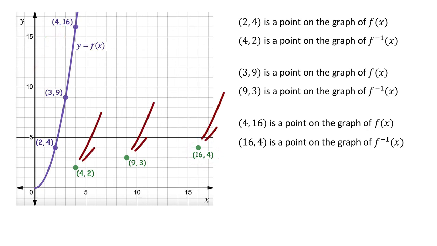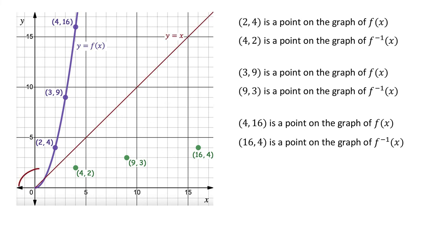With just these 3 points, the shape of f inverse is emerging, but the behavior near the origin is not obvious. We know that the graphs of inverse functions are reflections of one another about the line y equals x, so let's include this line in our graph. Looking closely at this region, we see that the graph of y equals x intersects the graph of f at the point (0, 0). This means that the graph of f inverse also passes through the point (0, 0).